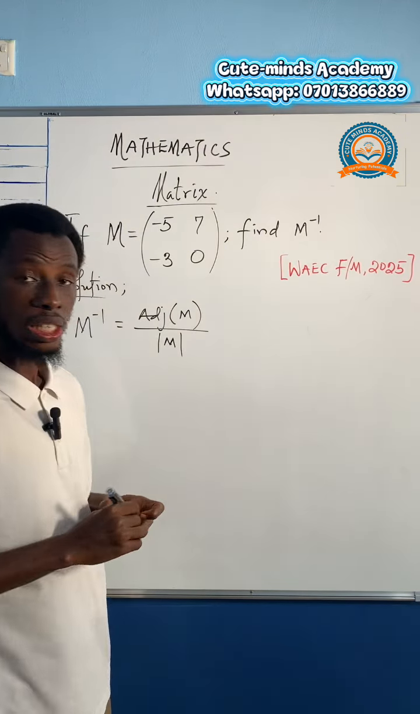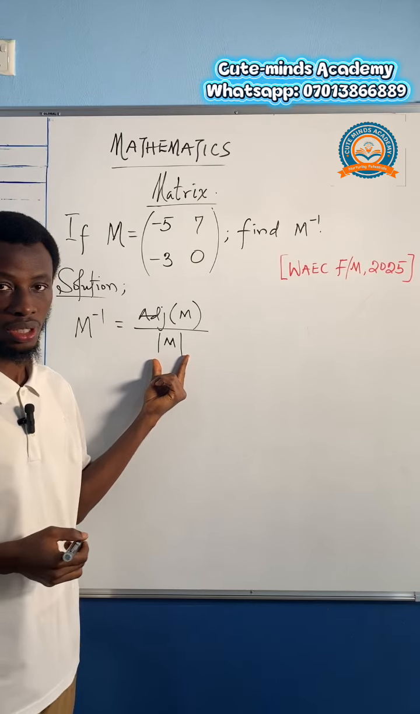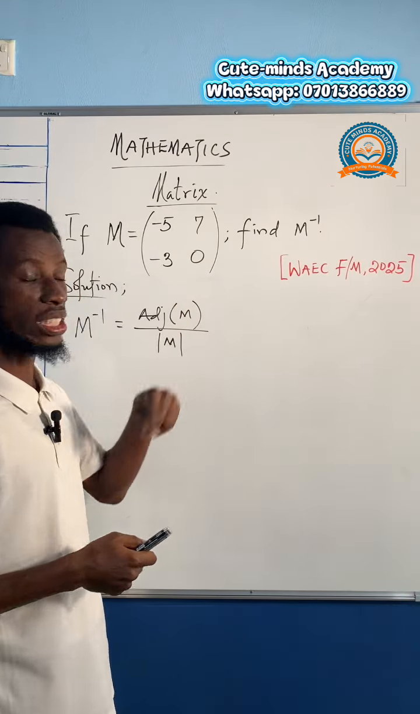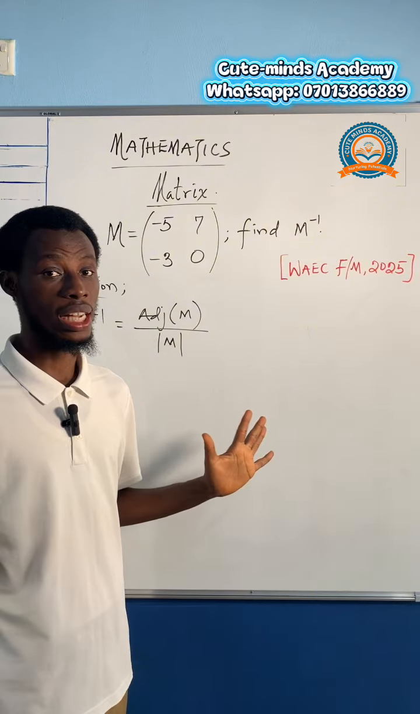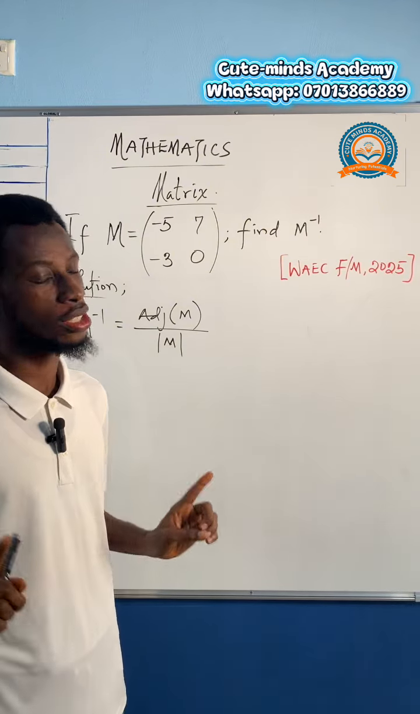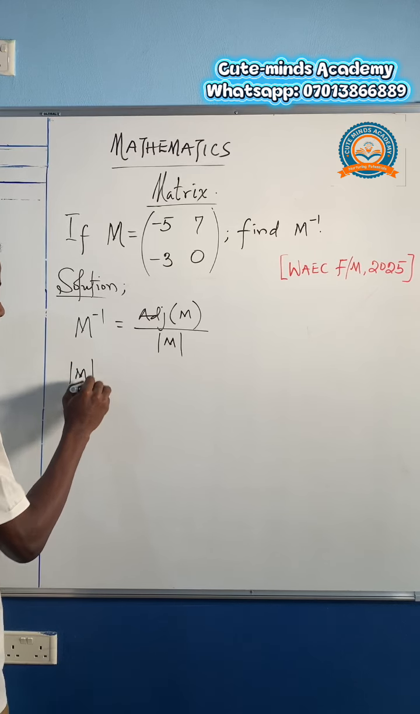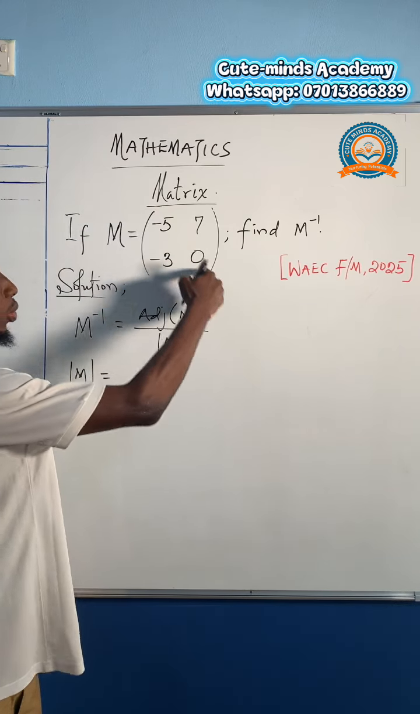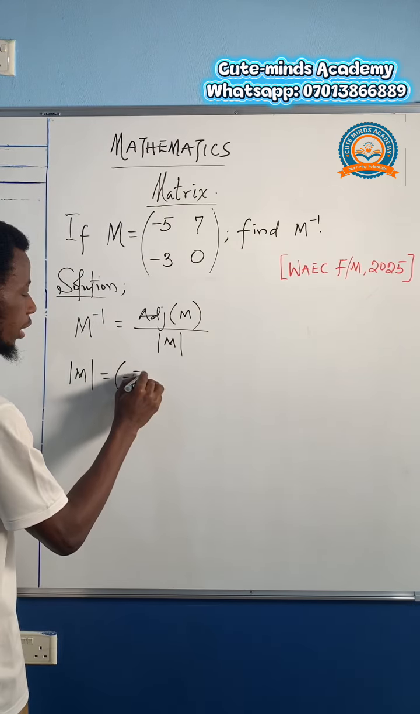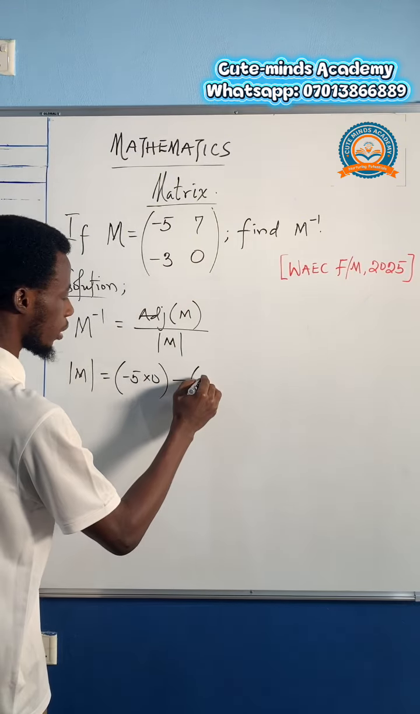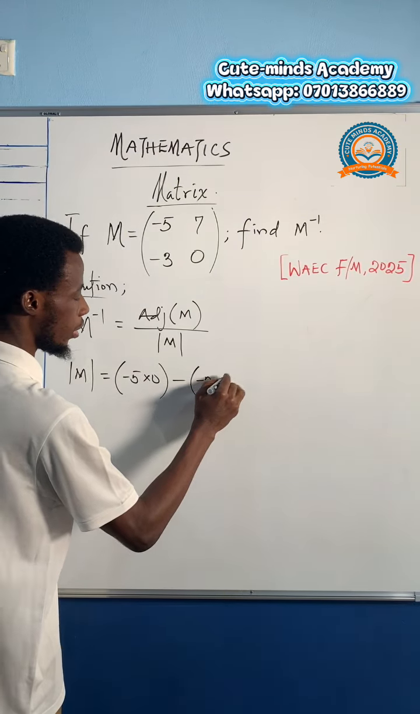So it's advisable we find the determinant first, because if we find out eventually that this matrix is a singular matrix, then we can say its inverse is not defined. So let's find the determinant. The determinant, as we know, is the product of the elements along the leading diagonal minus the product of the elements along the minor diagonal.